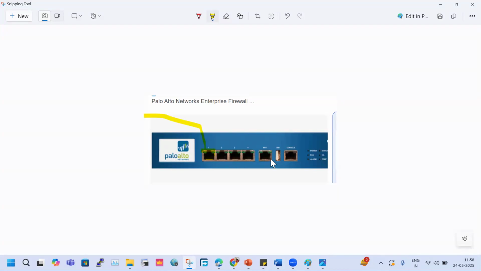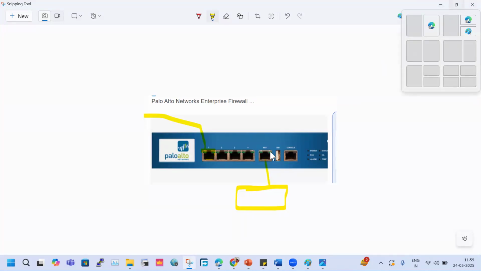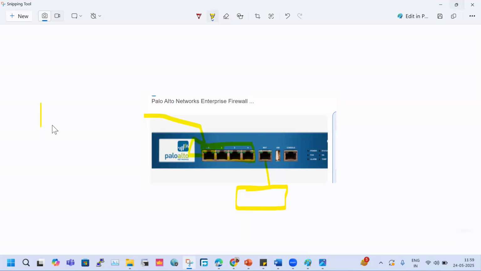Can we use the management port for HA? No, the management port you can use for the management of the devices. But yes, you can also utilize it for HA. We use the management port to access the Palo Alto firewall through GUI, right? Yes, you can use it for accessing the firewall. Can we use a data port as the HA port? Yes, a data port you can also configure as an HA port.